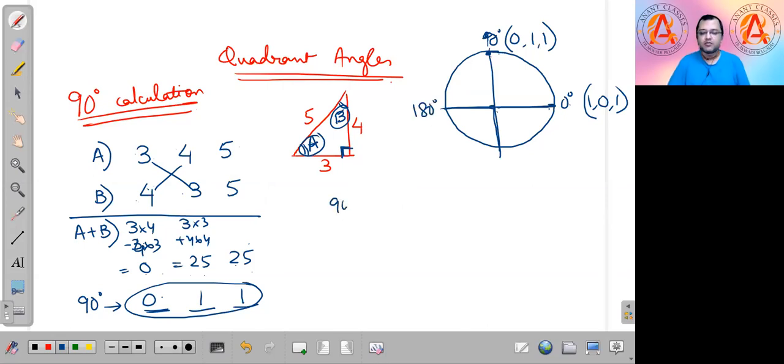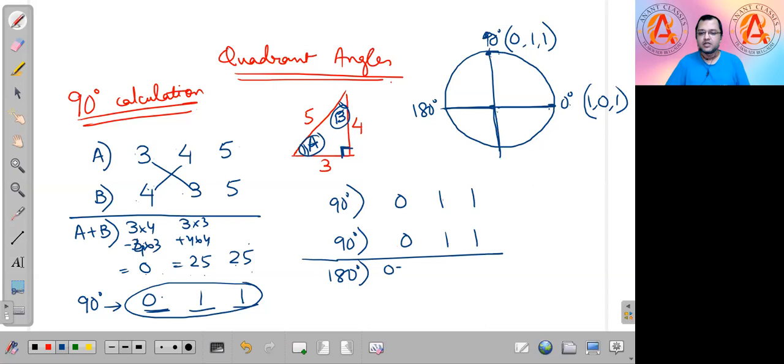How? My 90 degree triple is 0, 1, 1. Another 90 degree triple is 0, 1, 1. If I add these two, I can get my 180 degree triple. So 0 into 0, 0, 1 into 1, 1. 0 minus 1 will give minus 1, which is verified here because this is on minus x side.